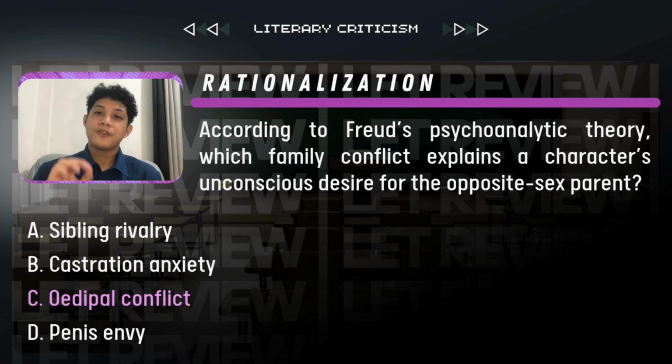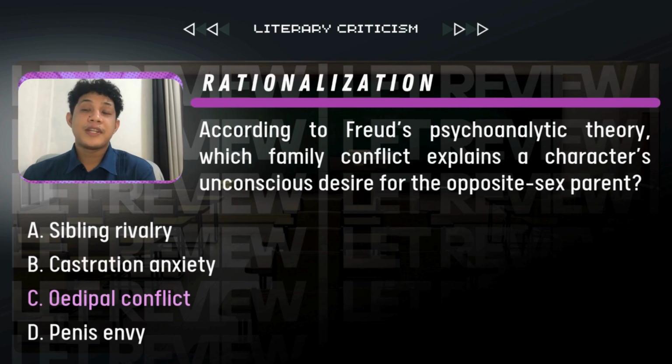Why? In Freud's psychoanalysis, it explains a child's unconscious romantic desire for the opposite sex parent. So that is why letter C is correct. On the other hand, the others are incorrect because letter D, penis envy, is a concept Freud associated with girls during the phallic stage, where a girl feels deprived of a penis. And for letter A, sibling rivalry, it refers to the competition or jealousy between siblings and not an unconscious desire for a parent.